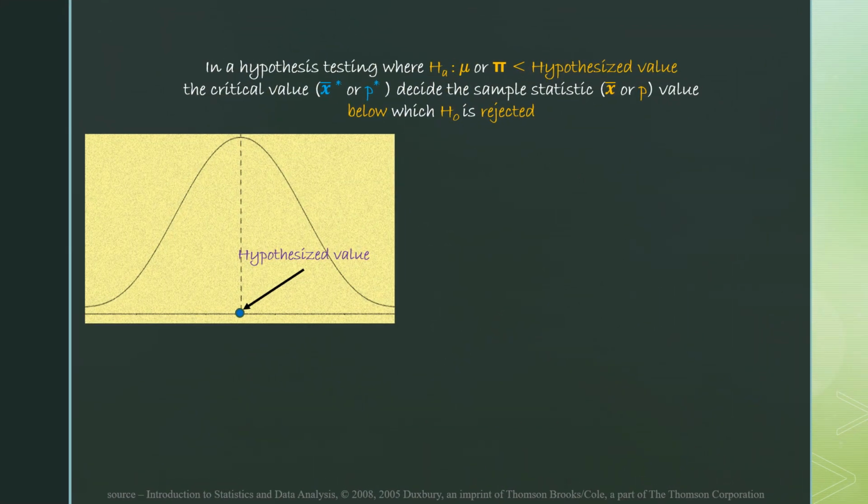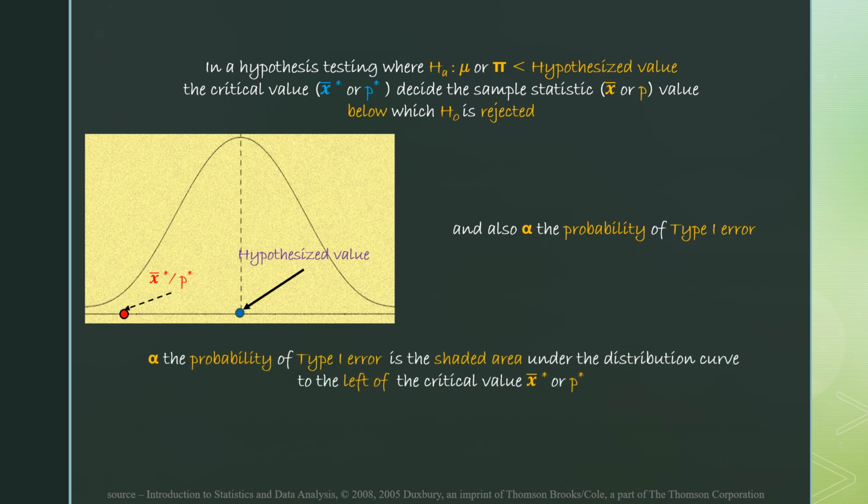Similarly, in a hypothesis test where HA, that is mu or pi, is less than the hypothesized value, the critical value x bar star or p star decides the sample statistic x bar or p below which H0 is rejected, and also alpha, the probability of type 1 error. Alpha, the probability of type 1 error, is the shaded area under the distribution curve to the left of the critical value x bar star or p star. Like in the previous case, H0 is rejected alpha percentage of times even when H0 is true.